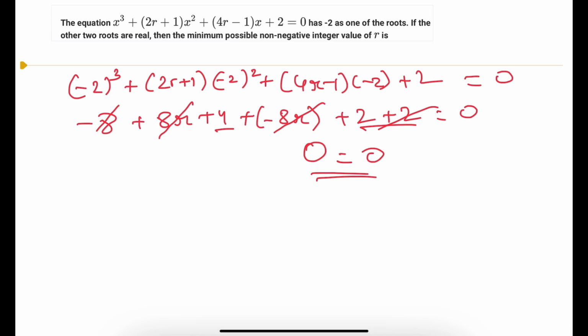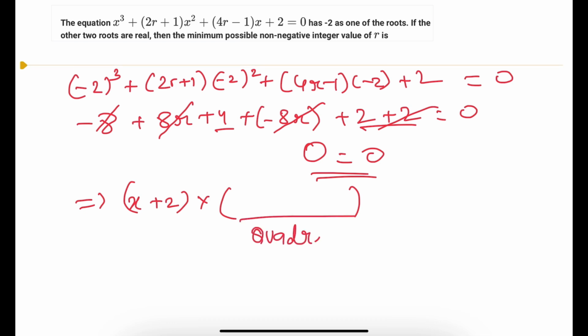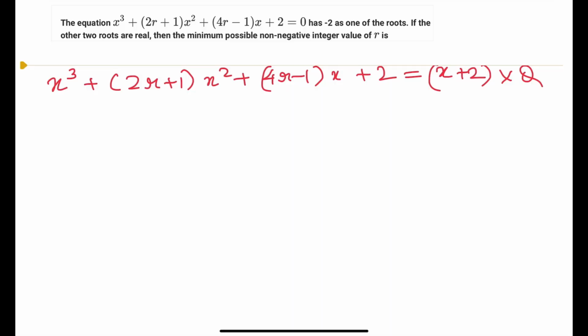We use the fact that x equals minus 2 satisfies the given equation. So this entire equation can be written as (x plus 2) into some other equation. It's a cubic equation, so you'll be multiplying this with a quadratic. Let's try to find this quadratic equation. First step, we write this equation as (x plus 2) into a quadratic, and now we divide x cube plus (2r plus 1) into x square plus (4r minus 1) into x plus 2 by x plus 2. You can use regular division of polynomials, but a slightly better way would be to use synthetic division.